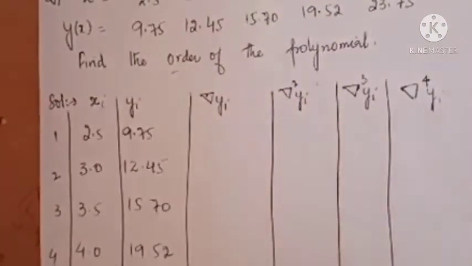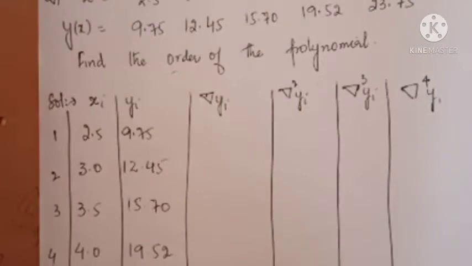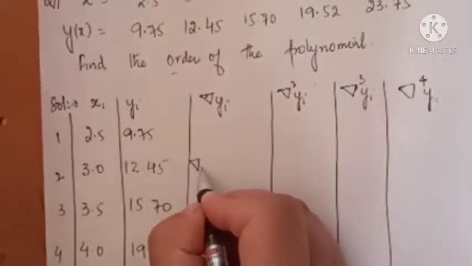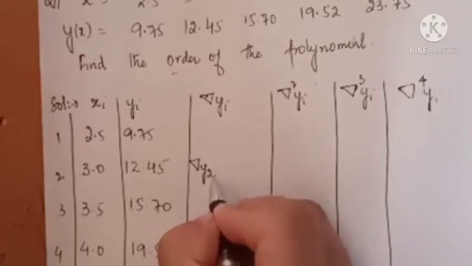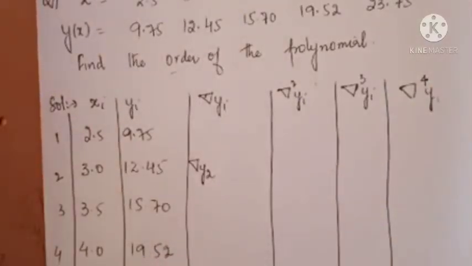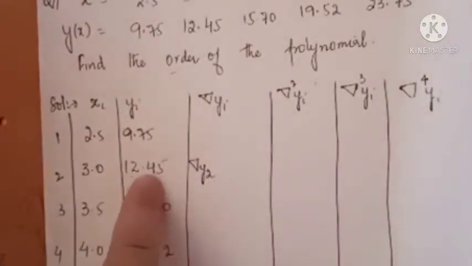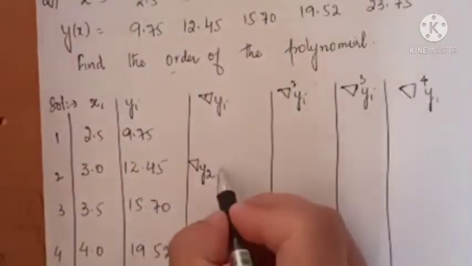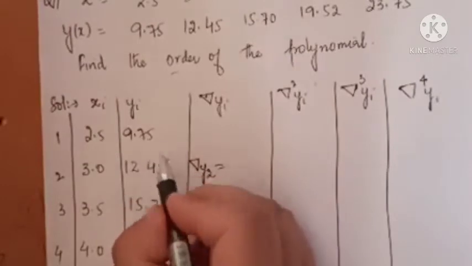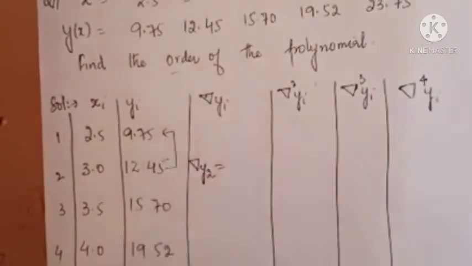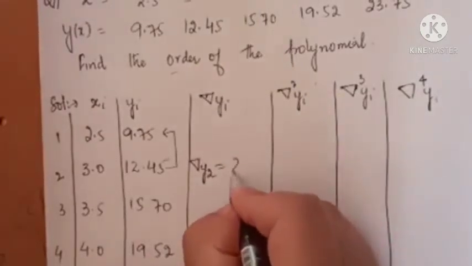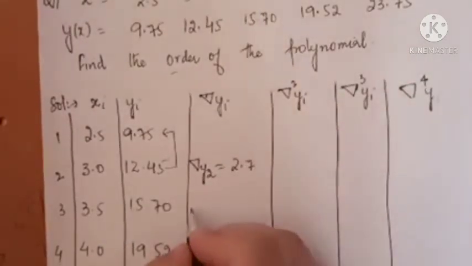So we have to represent the values in the lower half of the table. The first value will be delta y2, because over here the value is y2. This is y1, y2, y3, y4, y5, and it will be equal to this minus this. After the subtraction, the value will be equal to 2.7.